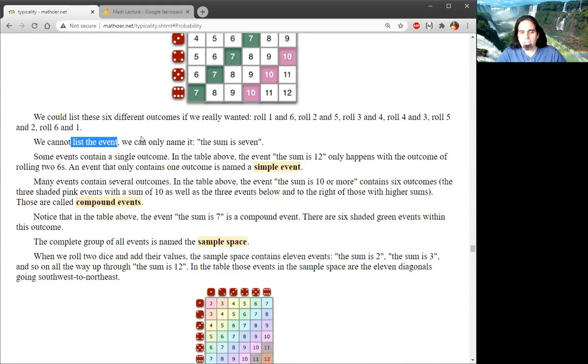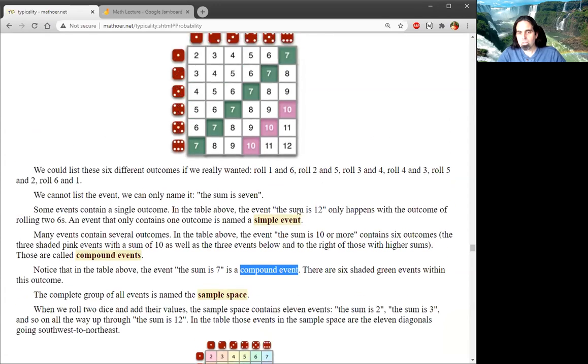If an event has only a single outcome in it, like the only way to roll a 12 is to get double 6s, we call it a simple event. Simple meaning that there's just one outcome that we are renaming as an event. Many events contain several outcomes, and we'll call them compound events. So rolling a 10 or more, rolling a 5 or less, there's lots of ways that could happen. Even the sum being 7 is a compound event because there were 6 different green boxes that would make the sum of 7.